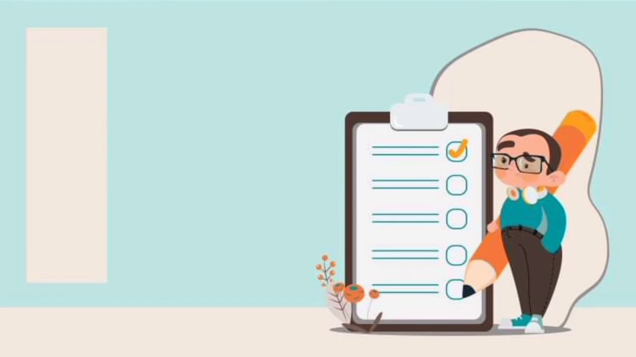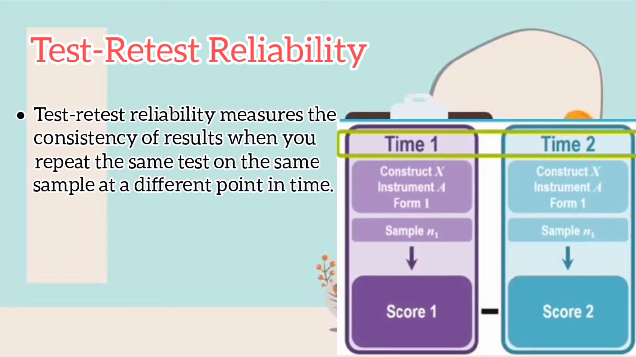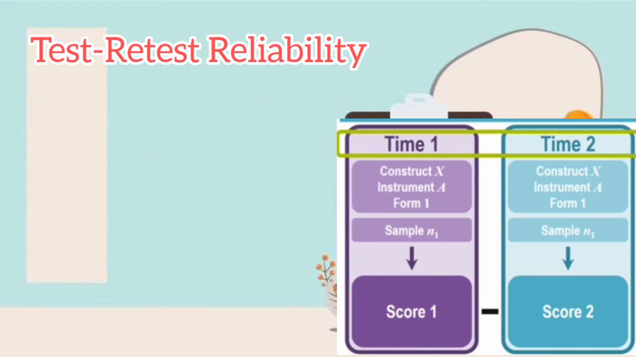The first type of reliability is test-retest reliability. It measures the consistency of the results when you repeat the same test on the same sample at a different point in time. You use it when you are measuring something that you expect to stay constant in your sample. So how do we measure it?